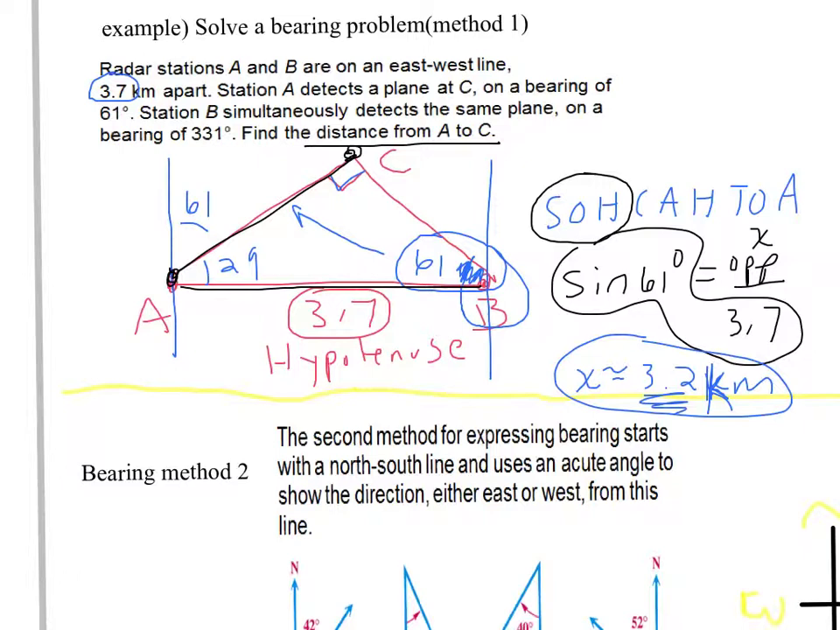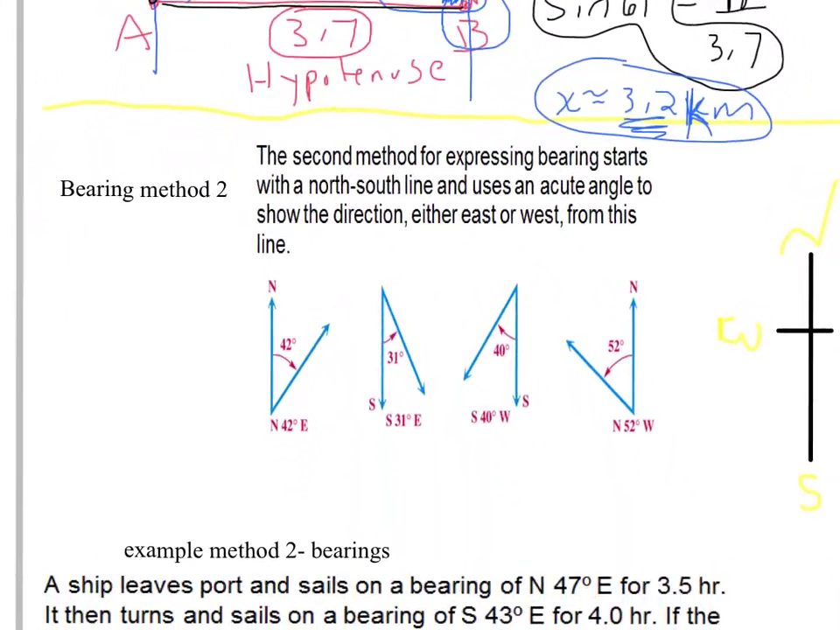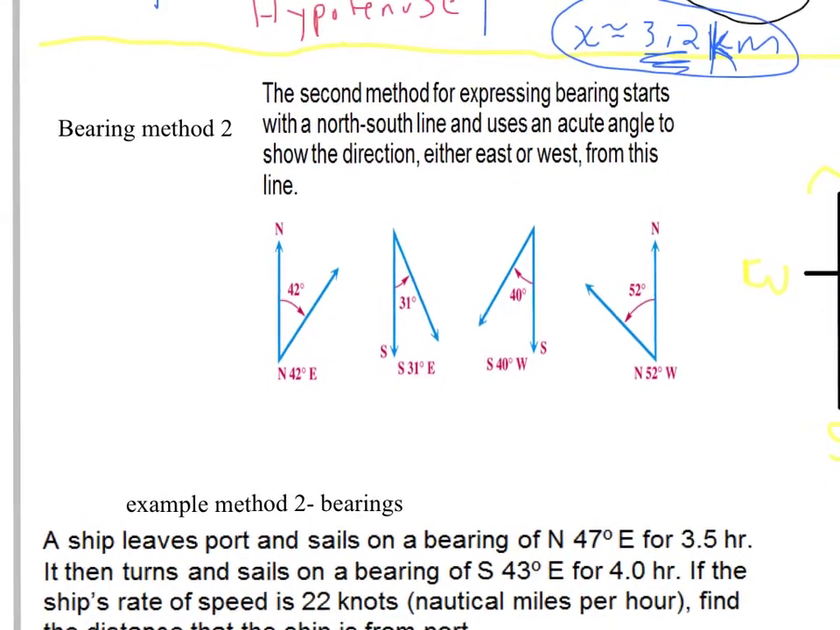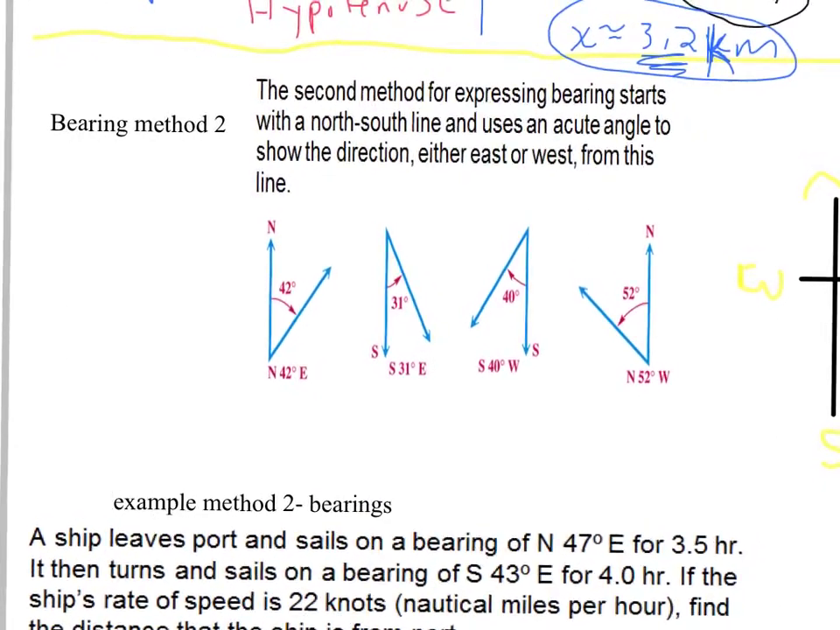Hope that helps. I think it's good for you to see me do it in real time so you can see me thinking through. Okay, now let's scoot that one on down and let's look at a second method for expressing bearing. The second method starts with a north-south line and uses an acute angle to show the direction, either east or west, from this line.